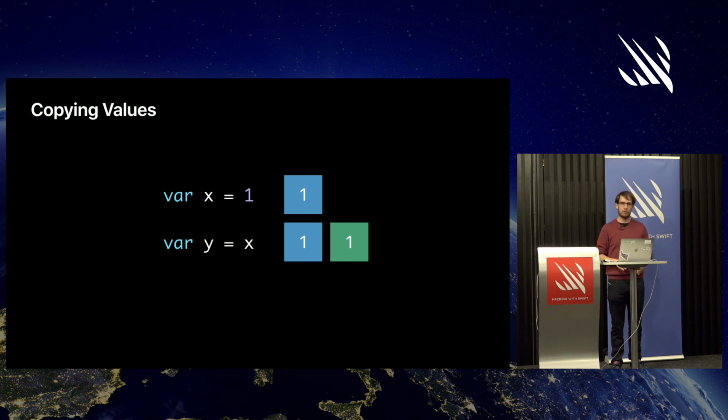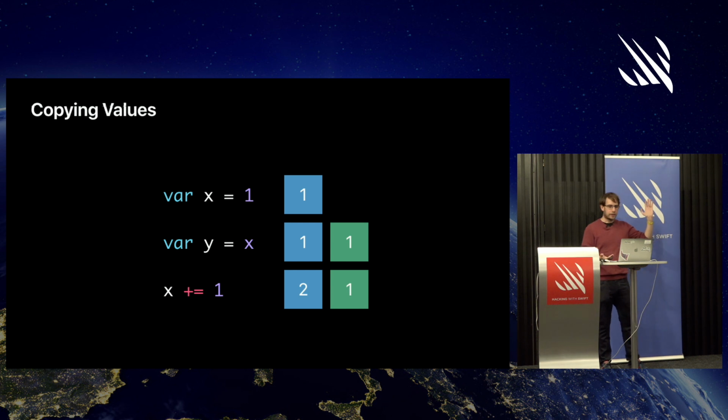Now they both have 1 in them. That's great. And then we run the next line, line 3, magical line 3. And this changes the value in the box for x, but doesn't touch the box for y. Because each box is independent, the value has changed only for the variable x. And this makes perfect sense.